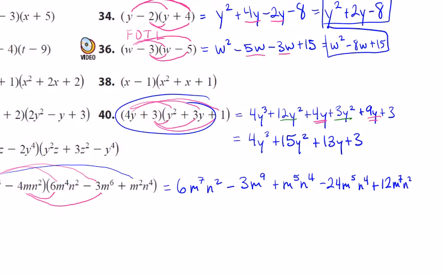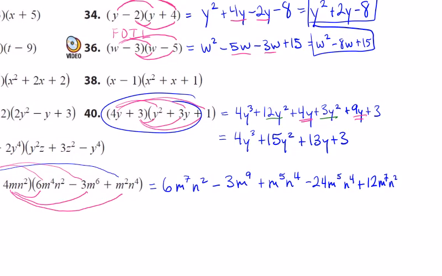And finally, negative 4mn squared by m squared n to the 4th. So negative 4 multiplied by that invisible 1 there is going to be negative 4. M multiplied by m squared is going to be m cubed. And n squared times n to the 4th is going to be n to the 6th. All right, so a lot going on there, right?